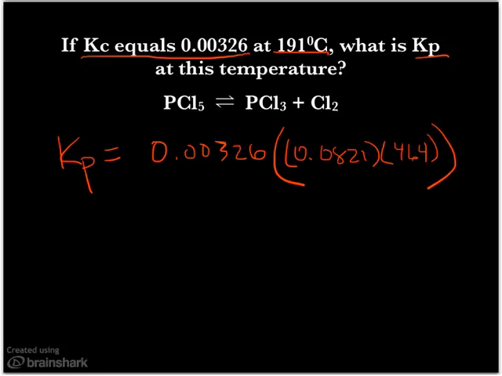And that is all to the delta N power, which if we come up here, we notice that we have 1 and 1 on our product side, so that's 2, and that's going to be minus a 1 on the reactant side. So basically this is all going to a power of 1. So it's all going to end up being 0.00326 times 0.0821 times 464. So if you do that out, you should end up with a Kp of 0.124. So that's just one way of being able to find Kp if you're given the Kc of a reaction.